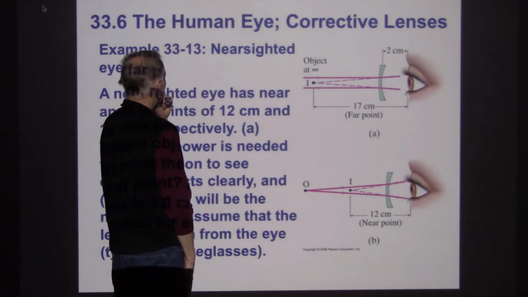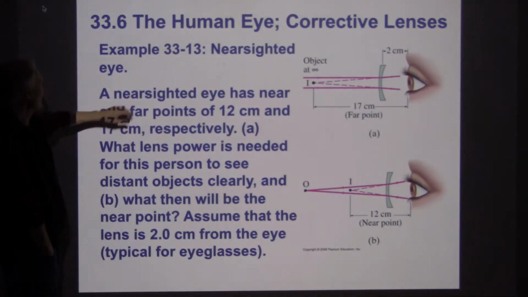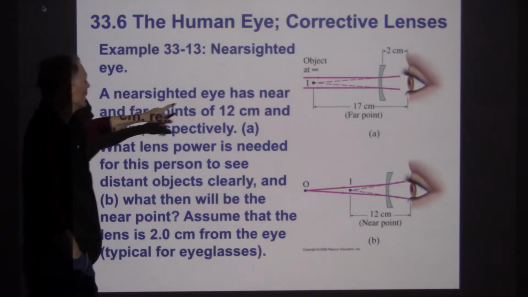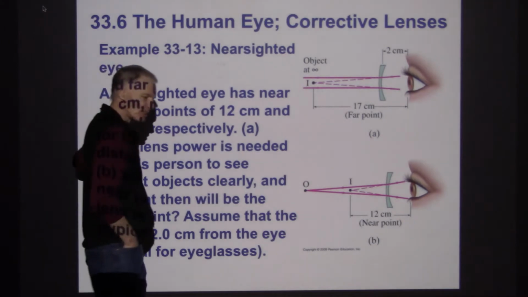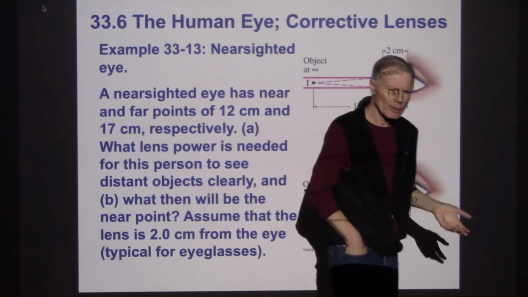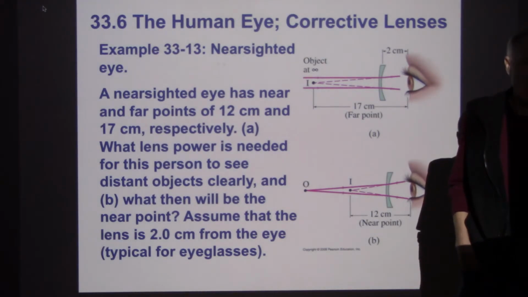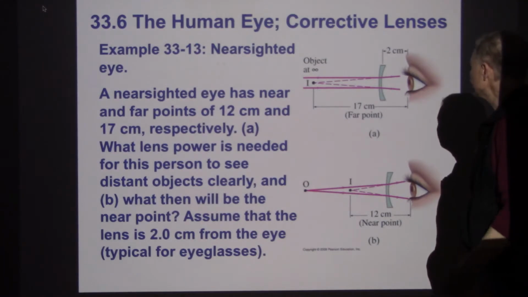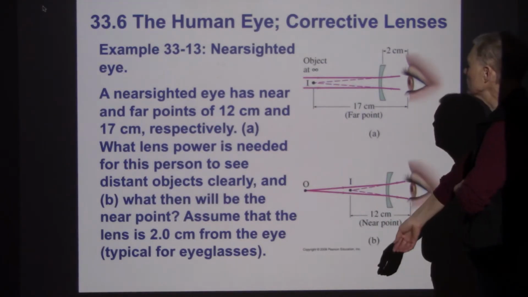Let's see. This person is nearsighted, and it says that this nearsighted patient has, this is interesting, a near point of 12 centimeters and a far point of 17. Now you might think that's extreme, but it's not really so extreme. That's fairly common. When I was a kid, by the time I was in middle school, probably, those were typical numbers, not about what I had.